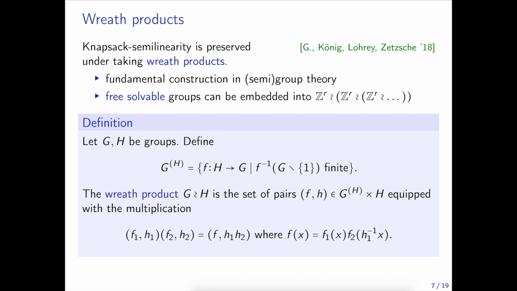So let G and H be groups. Then we denote by G to the H the set of all functions from H to G with finite support. That means only finitely many elements are not mapped to 1. The wreath product G wreath H is the set of all pairs f, h, where f is such a function with finite support and h is from H. And the multiplication of two pairs is given as follows. In the right component, we simply multiply the elements h1 and h2. But in the left component, we get this function f, which is defined here on the right-hand side.